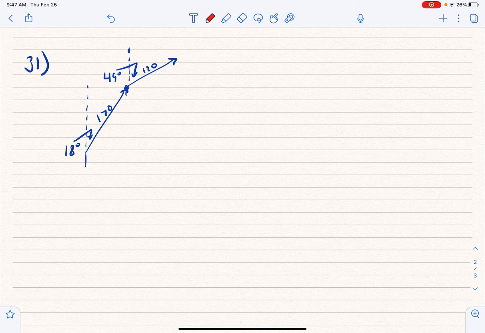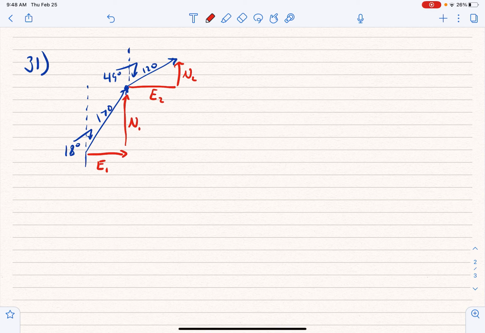This is a pretty big problem, because really what we've got to do is look at this first flight and ask how far east and how far north did that one go. So I'm going to call that east 1 and north 1. And then the second part, how far east and how far north did they go? So I'll call that east 2 and north 2.